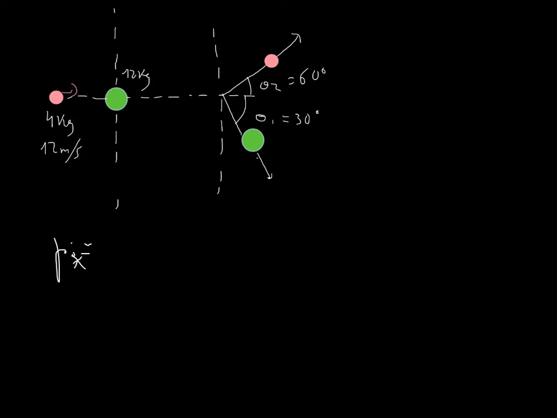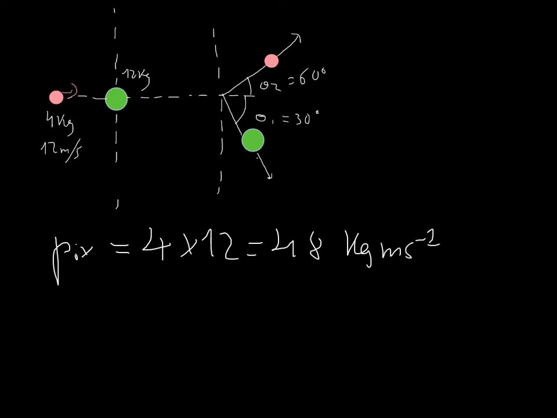Let's just write a little better. So the initial momentum in the x direction is going to be equal to 4 times 12, and that's equal to 48 kilograms meters second to the minus 1. Good. And we know that this has to be equal to the final momentum in x. We just don't know what the final momentum in x is going to be like.